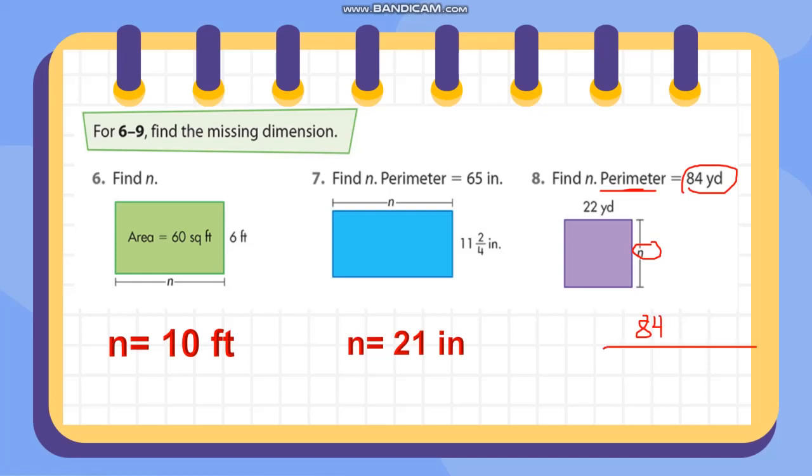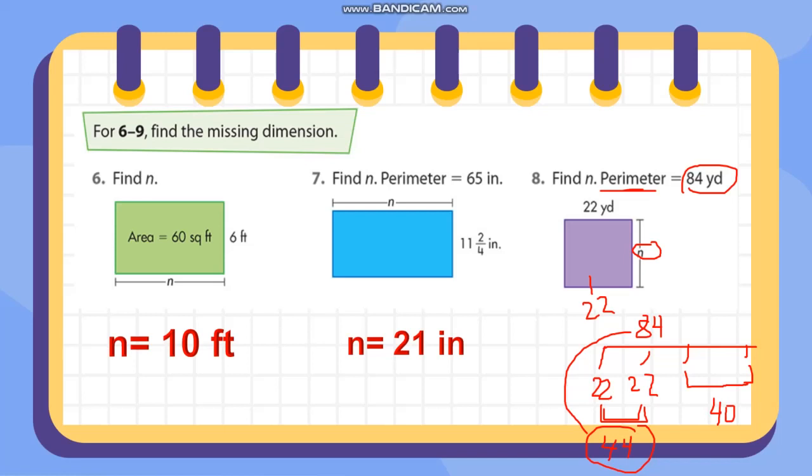We have 84 as the total perimeter, and it is divided into 4 parts. This side is 22, the opposite side is also 22. So 22 plus 22, that is equivalent to 44. So this 44 is the total of these two, okay, because this is also 22. And the unknown are the other two sides. So the other two sides, in order to get that one, we need to subtract. 84 minus 44 is equivalent to 40.